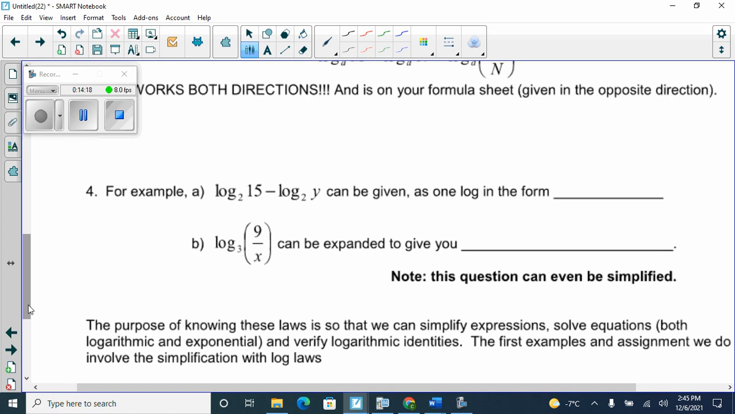What about this one? Log 2, 15 minus log 2y. When you say base 2s in a row, they're screaming for you to put them together. I'm just telling you. You don't even realize it, but in the back of your head, they're going, put me together. So there's a base 2 and a base 2. What needs to be in front in order to put them together? Plus 1s or minus 1s. So I'm going to get log base 2 of what? 15 over y.